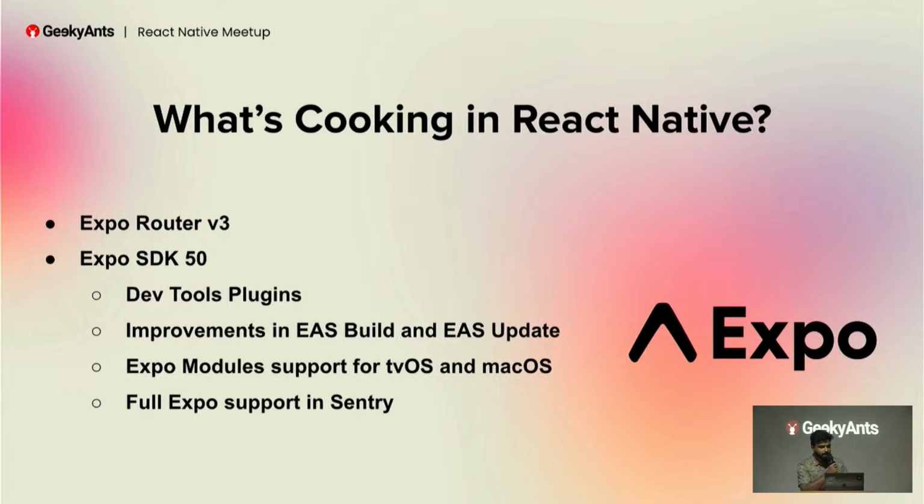Apart from the core updates in React Native, there are a lot of updates in the ecosystem. If we are talking about the React Native ecosystem, obviously we'll be talking about the Expo ecosystem, because it has been building a lot of tools around React Native. Some updates on the Expo side: SDK 50 has been released, along with Expo Router. Expo Router has got a lot of capabilities in terms of bringing universal apps closer to reality.